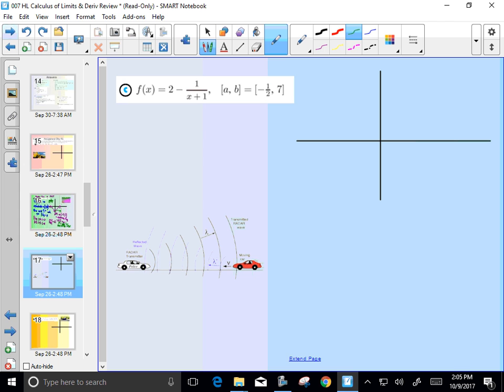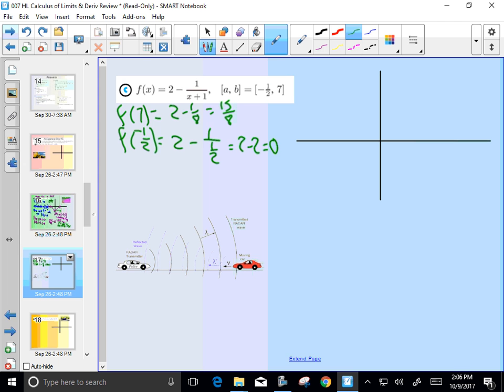Yeah, I would. Should we do C, the next one? All right. So we're going to look at f of 7, f of negative 1/2, and tell me, is this going to work for Rolle's theorem? What's f of 7? 2 minus 1/8. So that's, what is that, 15/8? All right, and then put in negative a half. Negative 1/2 plus 1 is 1/2. 1 over a half. 2 minus 1 over a half. 2 minus 2 is 0.